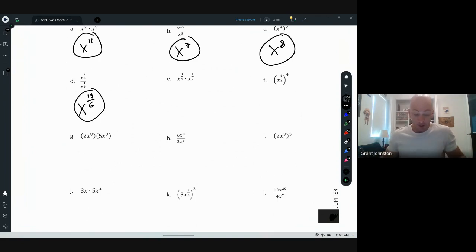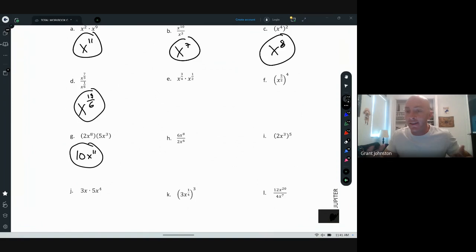So in G, it's the same thing as the first rule. The x to the 8th and the x to the 3rd are going to go together, and so are the coefficients. So the 2 times 5 is 10. And the 8 plus the 3, the x to the 8th times the x to the 3rd, would be x to the 11th.